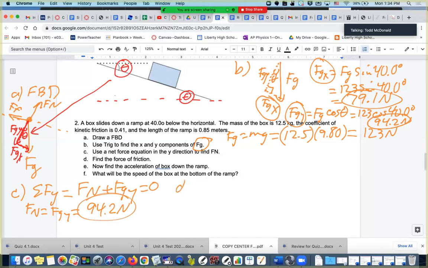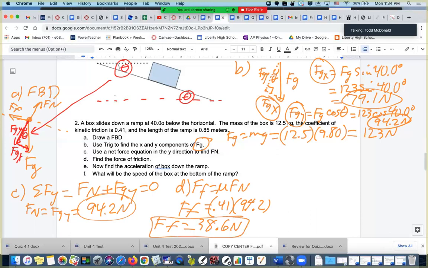Okay, letter D, find the force of friction. How are we going to find the force of friction? Well, remember the friction equation. If we know the coefficient of friction, which we do, is 0.41, we can multiply it by that 94.2 normal force, and that's going to give us a force of friction. So we take 94.2 times 0.41, and you get 38.6 newtons as our force of friction. Now, what can we do with that? We can actually find the acceleration of the box down the ramp.